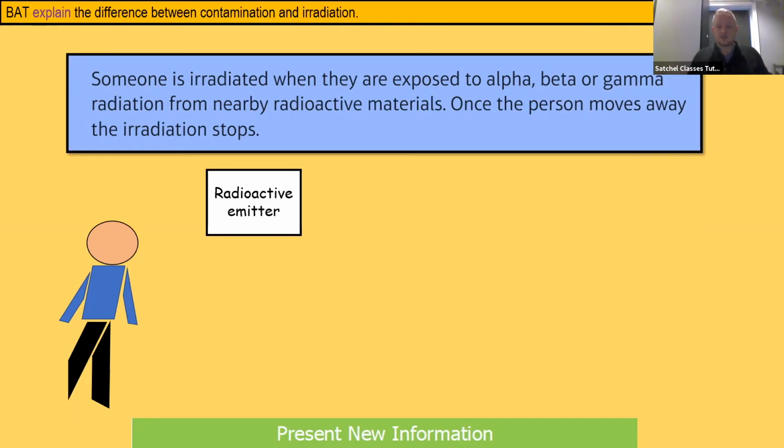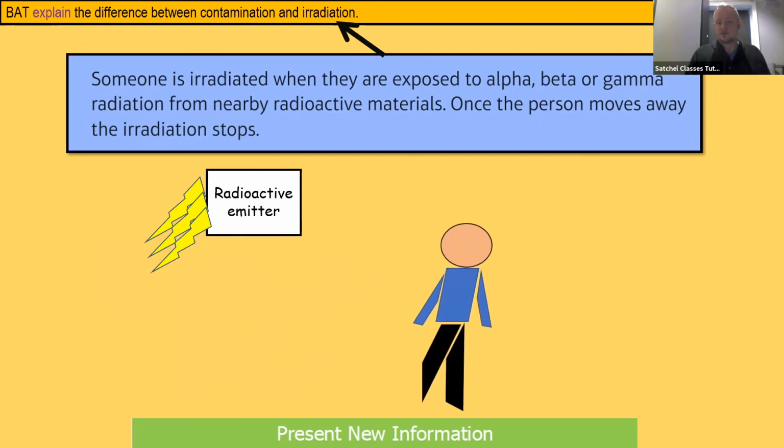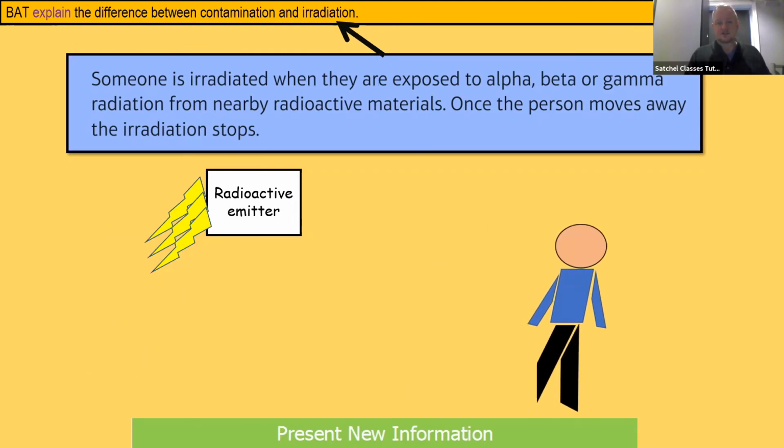It's a bit like being in a room with a light on. When you move into that room, you are lit up by the light. When you move out of that room, the light bulb will stay behind and you are no longer being lit up. And that's the same idea here. We've got our radioactive emitter, and our radioactive emitter is emitting ionizing radiation. When the person moves away, the ionizing radiation is still being emitted by the emitter, but there's nothing on the person, so they are now not being irradiated anymore. The irradiation stopped.